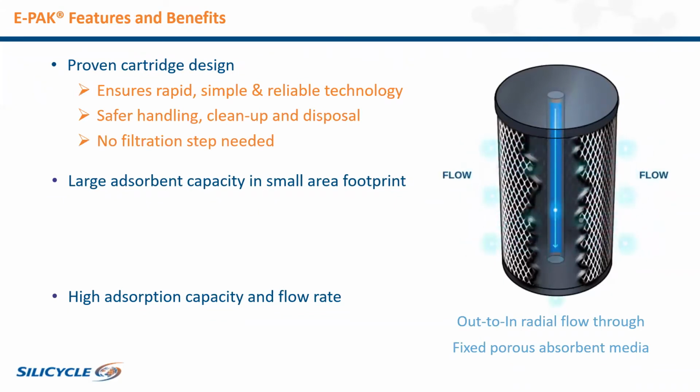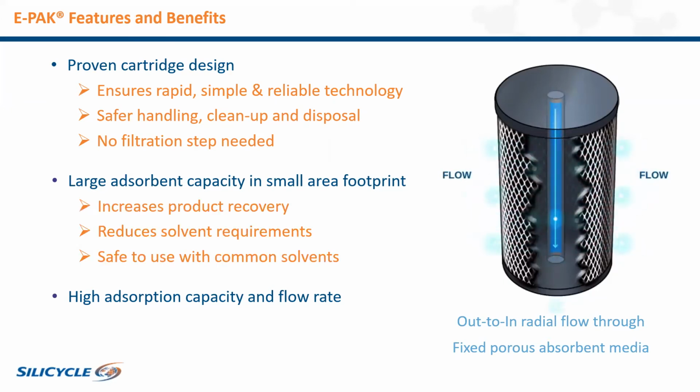So it ensures a rapid, simple, and reliable technology, making it easy to handle, to clean up, and to dispose of. And you don't have to do any filtration steps, since your solvents with your API go through the cartridge where the scavenging is occurring. Furthermore, it has a very large absorbent capacity in a very small footprint area compared to the other technologies that are out there. It increases the product recovery, it reduces the solvent requirements that you might have, and it's safe to use with all common solvents.